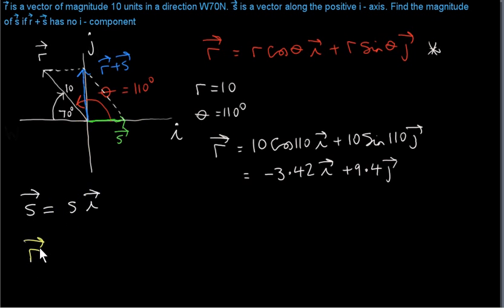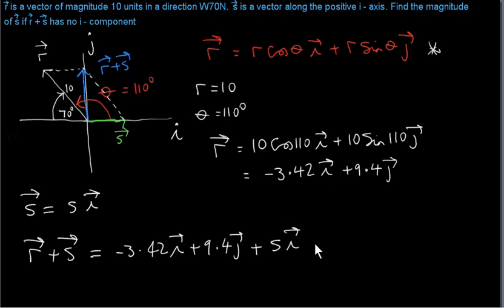Now let's look at R plus S. Let's just add them by doing vector algebra. This is vector R, and we add on vector S, which is just Sj. Now we can simplify this a bit. We can gather the i components together, so we get minus 3.42 plus S, this is an S not a 5, plus 9.4j.